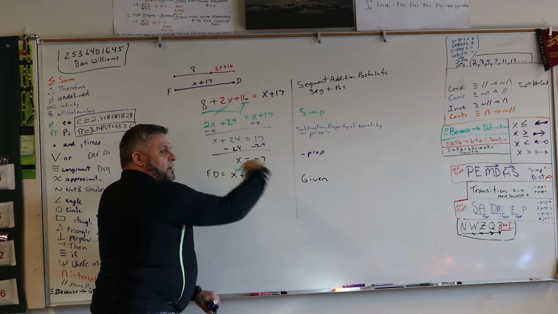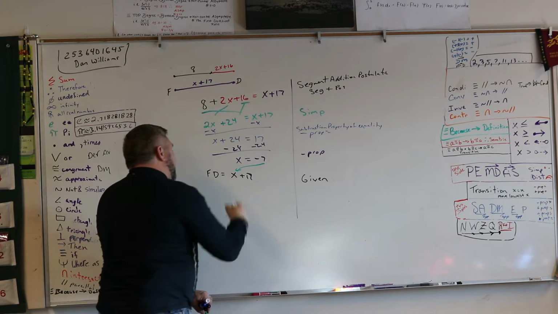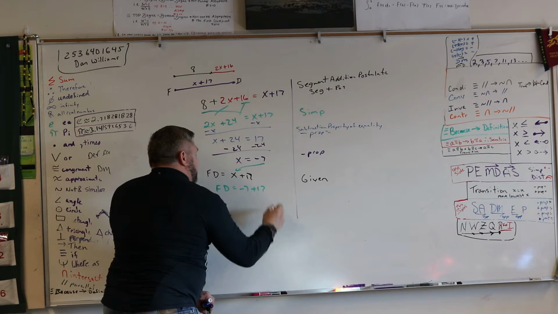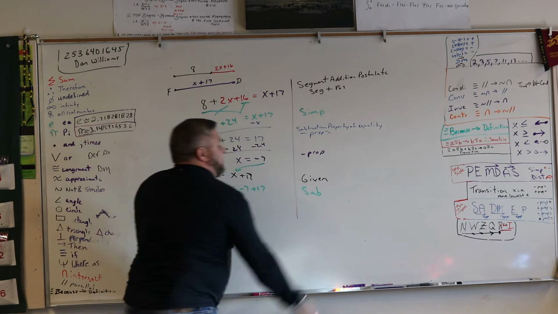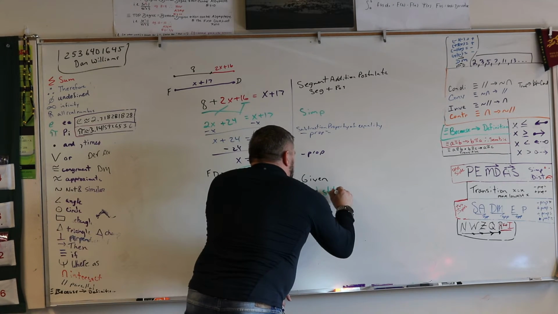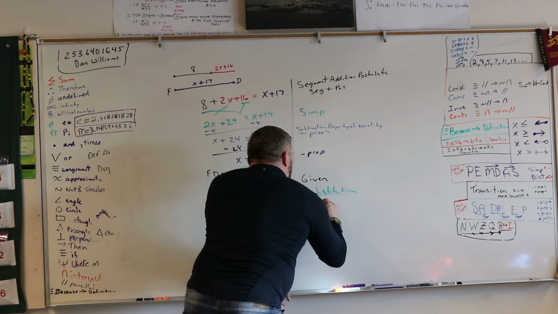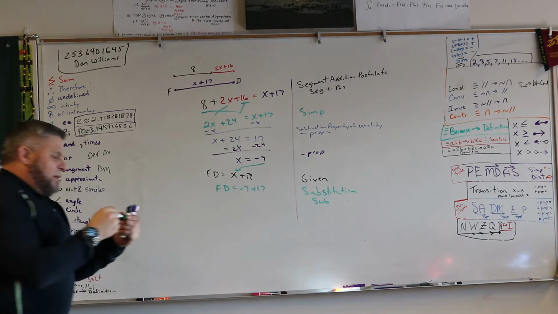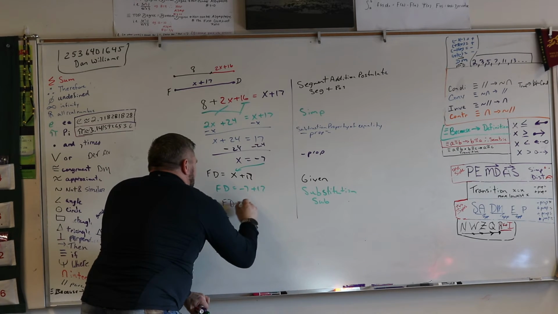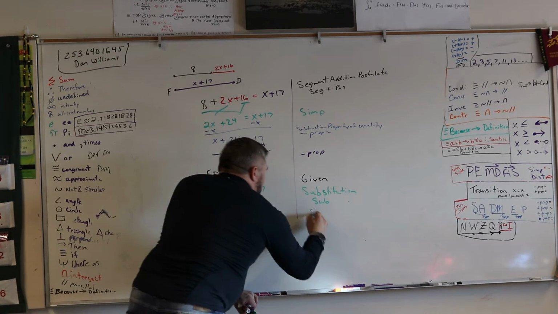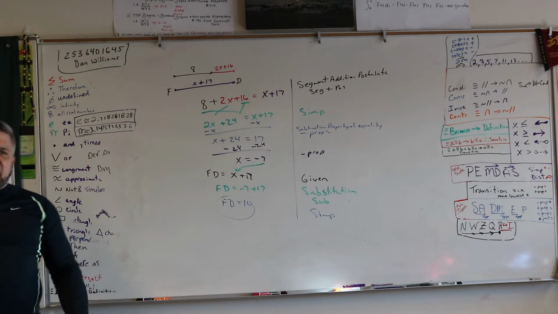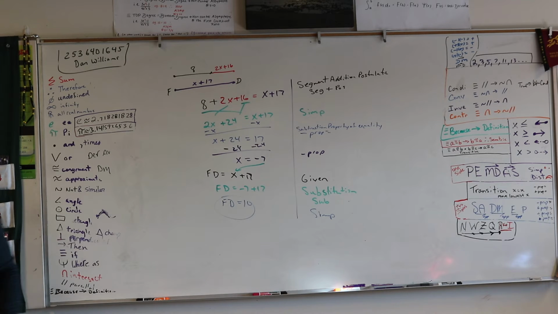What do we do? Plug it in, right? FD equals negative 7 plus 17. Substitution, right? And simplify. Substitution, or sub, all right? And then simplify. FD equals 10. Simp. Okay? How's that? Good, people?